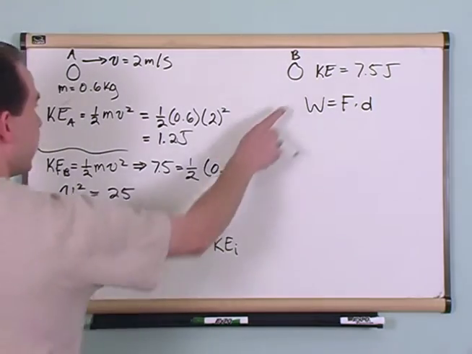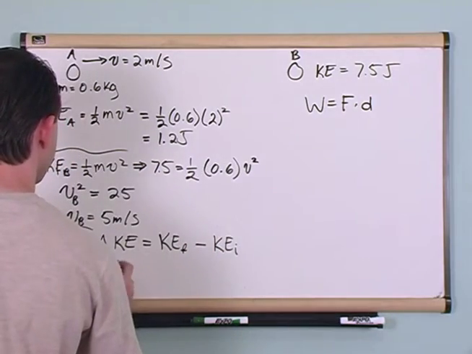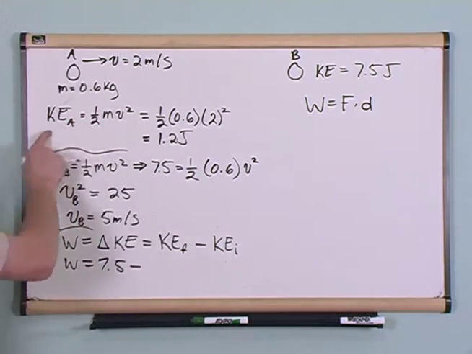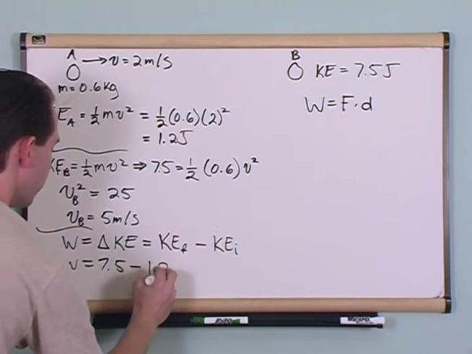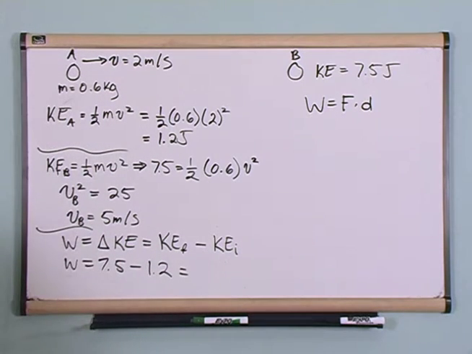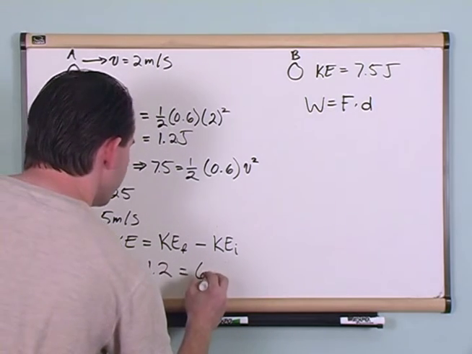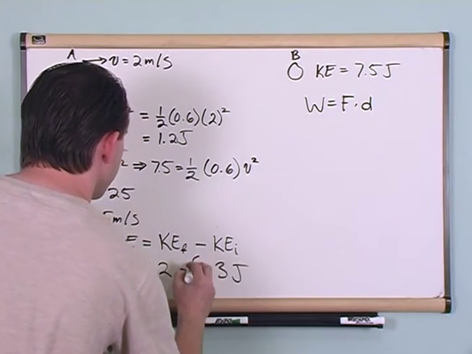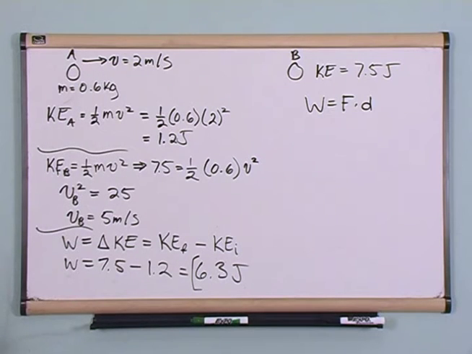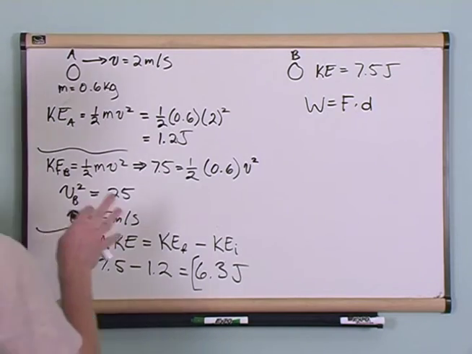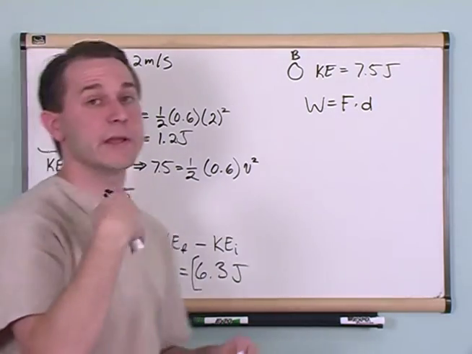So the final kinetic energy was 7.5. The initial kinetic energy I've already calculated is 1.2. When you do that subtraction, you'll find that the answer is 6.3 joules. And notice we calculated that without knowing the force acting on the ball and without knowing the distance through which the ball moved. We calculated that purely based on knowing the kinetic energy.